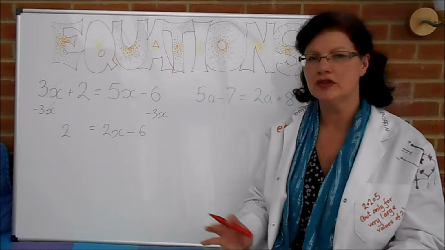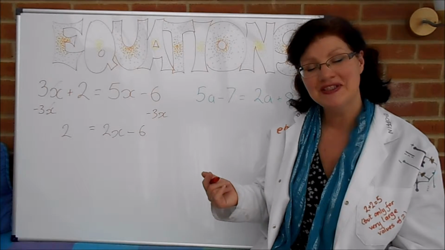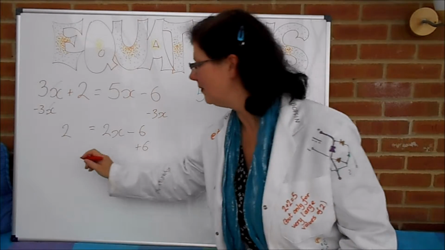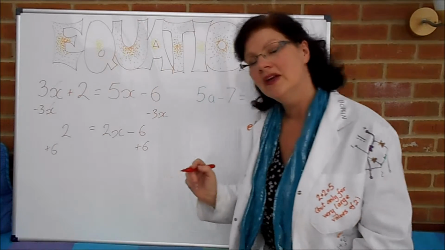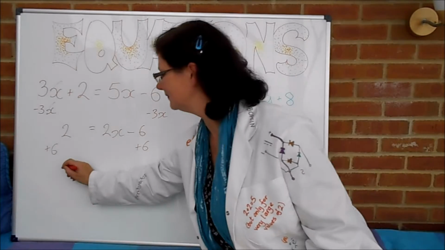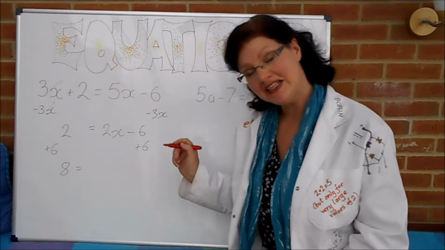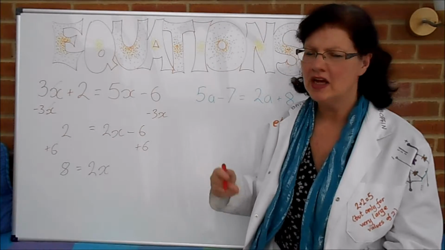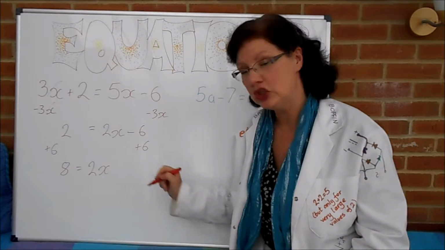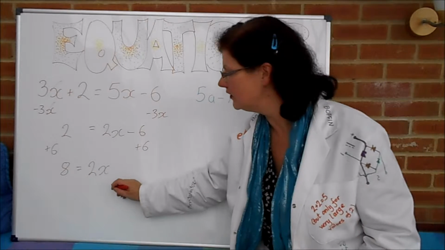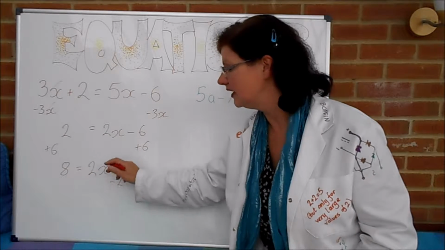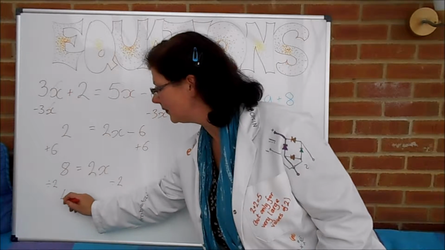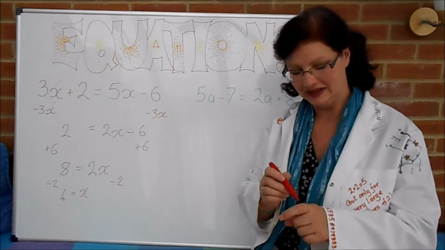Well, we've got a take away 6 that we don't want on this side. How do you get rid of a take away 6? You add 6. And whatever you do on one side, you do the same on the other. So the left hand side becomes 8. The right hand side becomes 2x. And now it's dead easy, but I'll just write it out to be sure. We've got a times by 2. X is what we want, we've got times by 2 in there, so we do a quick divide by 2 to get rid of that. Same on the other side, and we end up with a 4 is equal to x. X is 4.